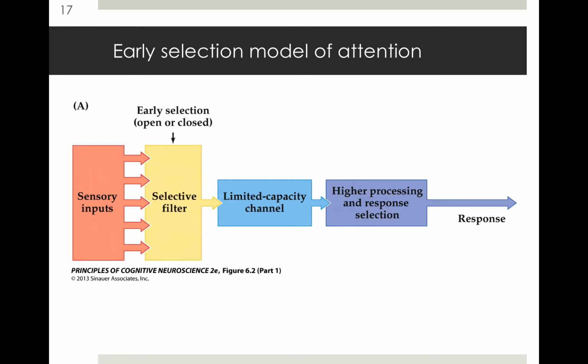So you get a bunch of sensory inputs, and you have to have some selective filter, which then selects what among your sensory inputs you need to pay attention to. And that makes sense, right? If you've got a very crowded visual scene that you're looking at, and you really just want to focus on one person, you use your selective filter to select a certain channel, and then you can devote more attention to that limited channel. That channel then gets more fully processed, and then higher processing operates on that to generate a response. So that's an early selection model.